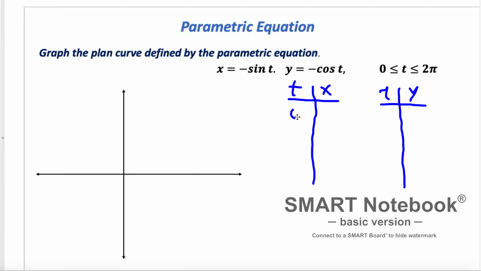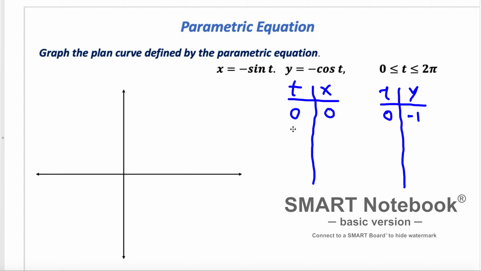So let me take 0. If I'm plugging t in sine to find x, sine of 0 is 0. Now, if t is 0 and I'm trying to find y, cosine 0 is 1, but here is a minus, so it's going to be minus 1.